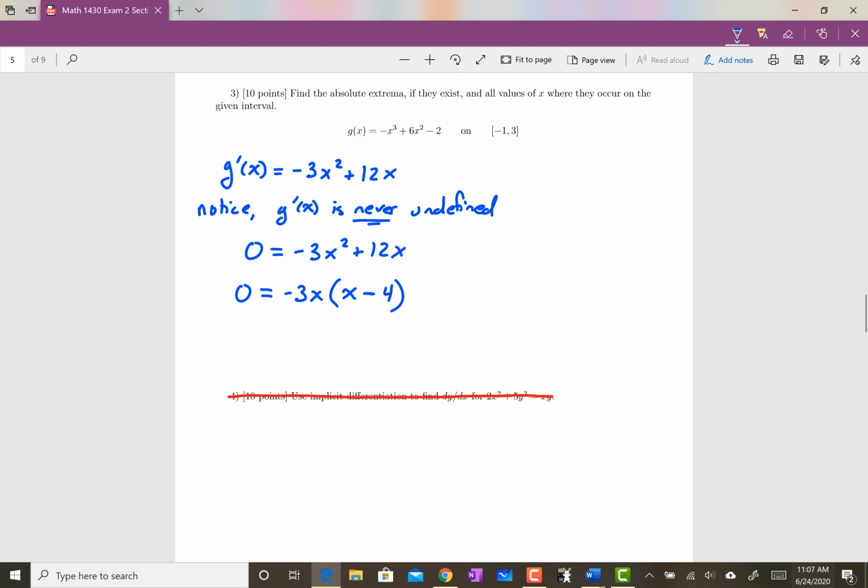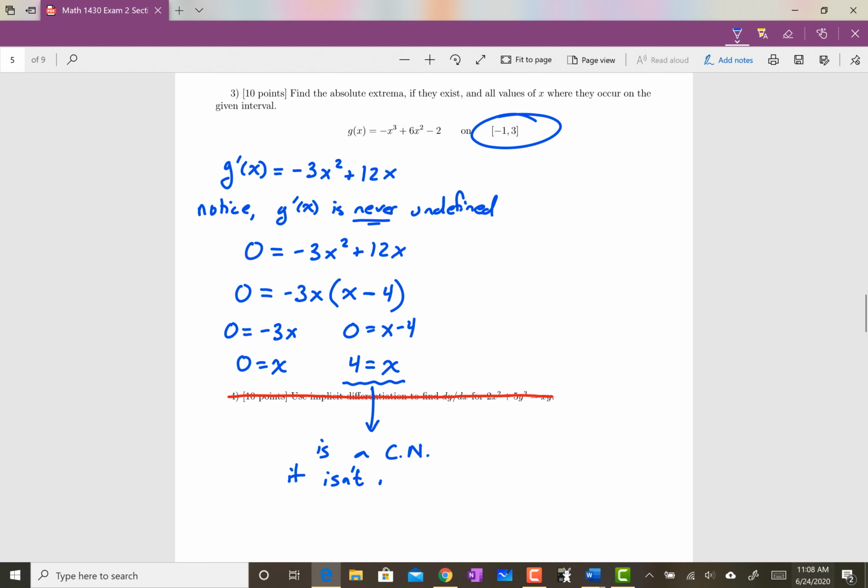So using the zero product property, that means 0 is negative 3x or 0 is x minus 4. If I solve the first equation, divide both sides by negative 3, and I get x is 0. If I solve the second equation, add 4 to both sides, and I get x is equal to 4. But notice what's going on here. Our interval is from negative 1 to 3. And so even though x equals 4 is a critical number, it isn't in the interval. So that means we're not going to use it.